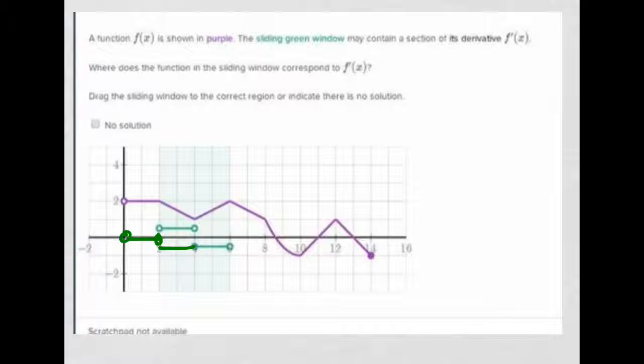The next part would be this. Ooh, this is a positive 1/2. Right? 1 over 2. So the slope here is a positive 1/2. So the graph of my derivative will be a y value of positive 1/2. So that'll look like this, with open circles.